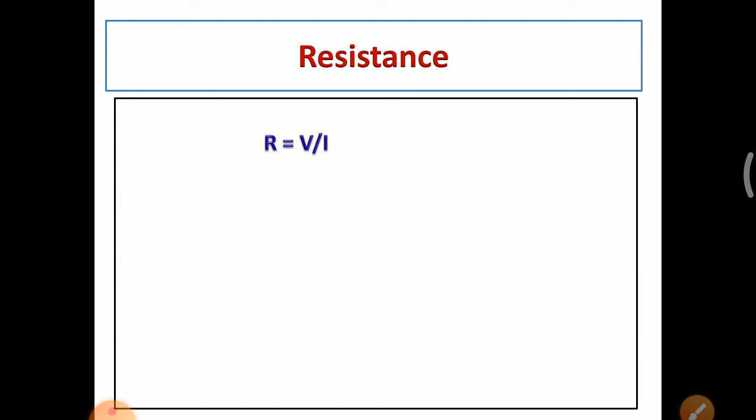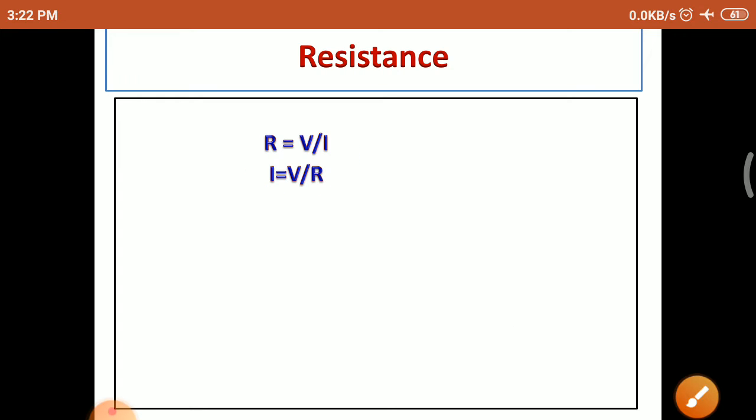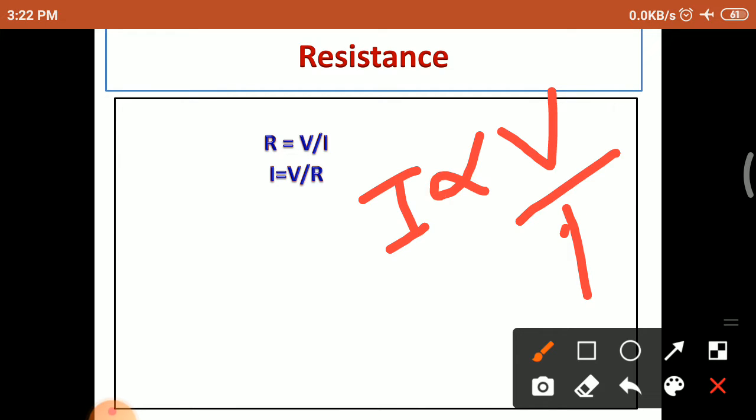So, R equal to V by I, and I equal to V by R. How? When this I will come this side, the R will go here. So, I equal to V by R. From this statement, we can say that I is directly proportional to V and inversely proportional to R.